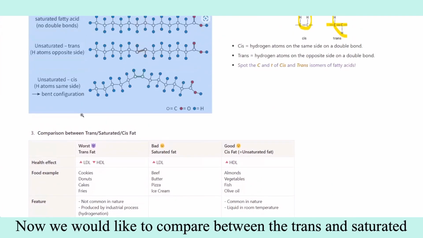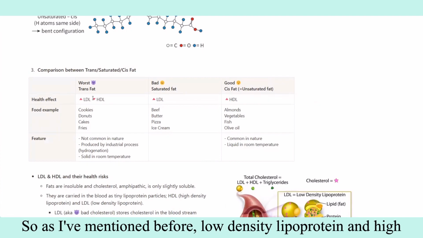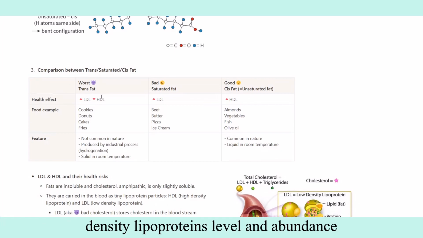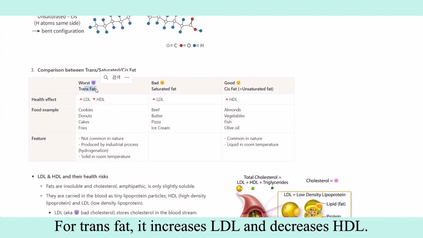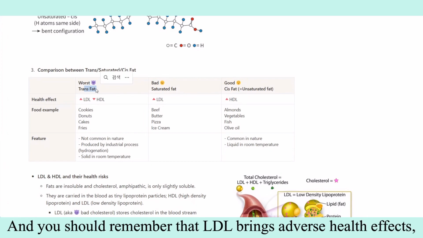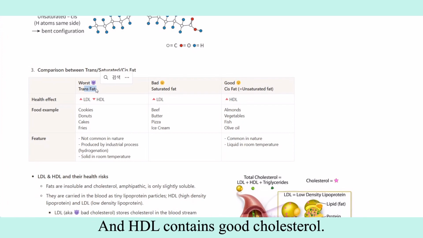Now we would like to compare between the trans and saturated fatty acids. So as I've mentioned before, low density lipoprotein and high density lipoprotein levels and abundance alter depending on the consumption of trans, saturated, or cis fat. For trans fat, it increases LDL and decreases HDL. And you should remember that LDL brings adverse health effects, which is also the reason why it's typically called the bad cholesterol. And HDL contains good cholesterol.